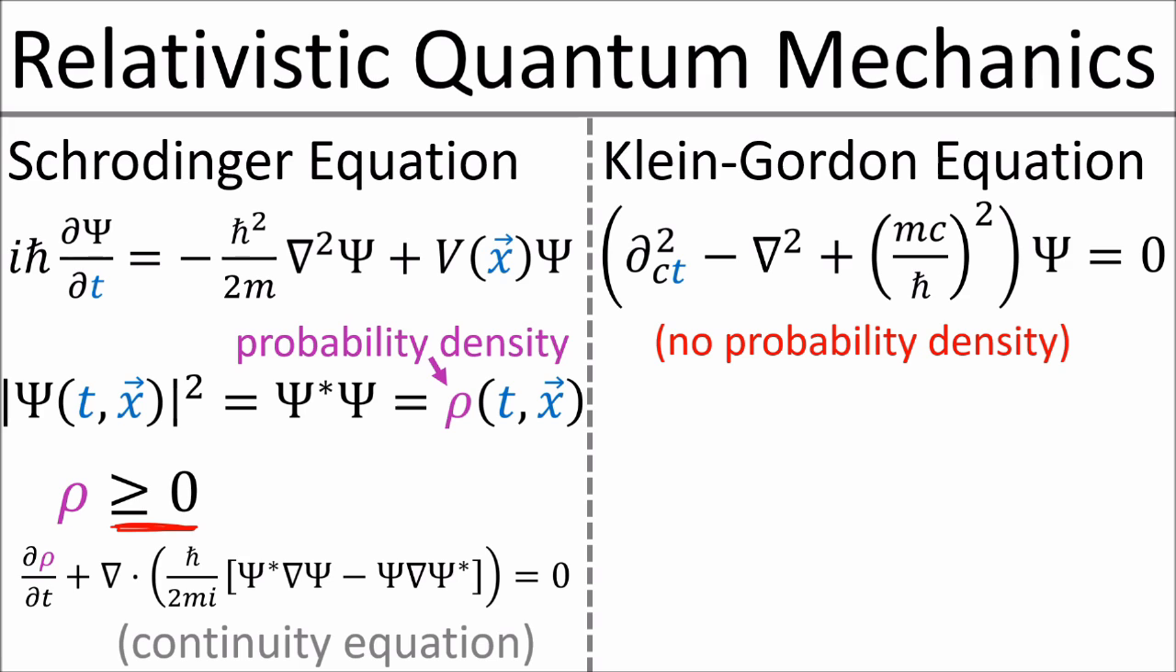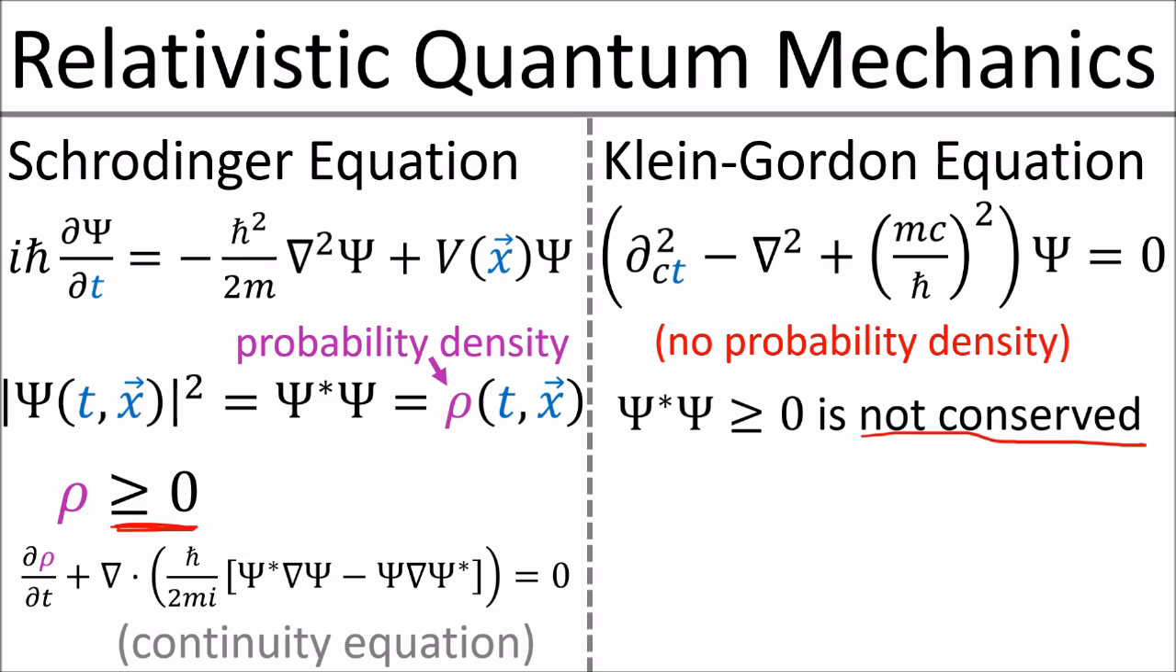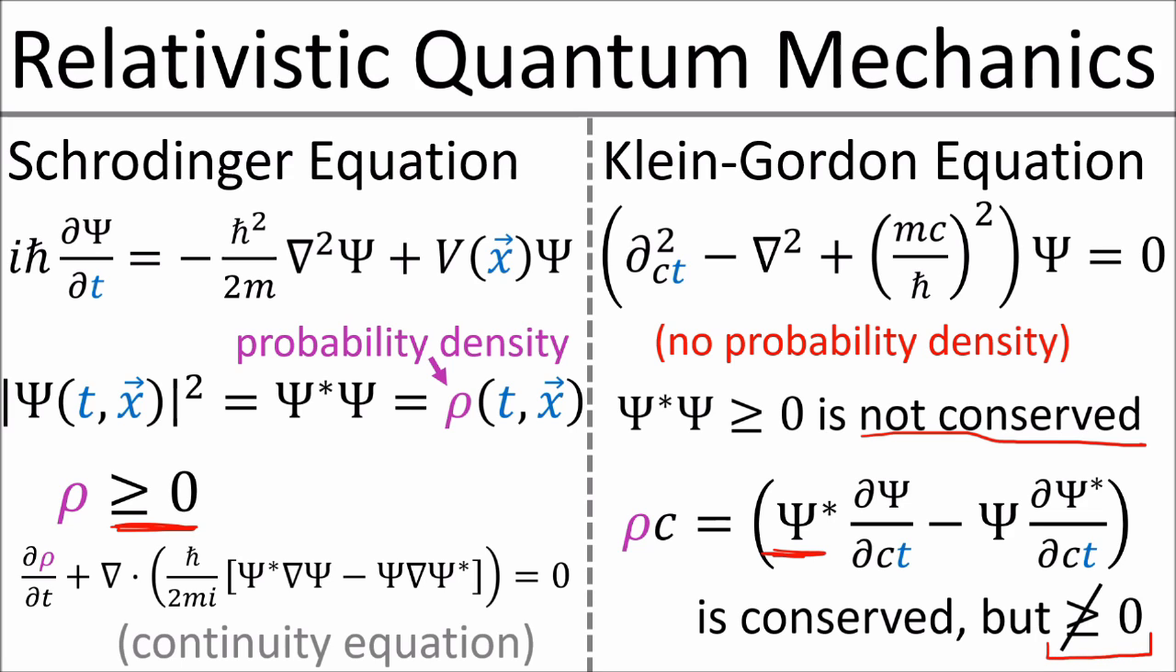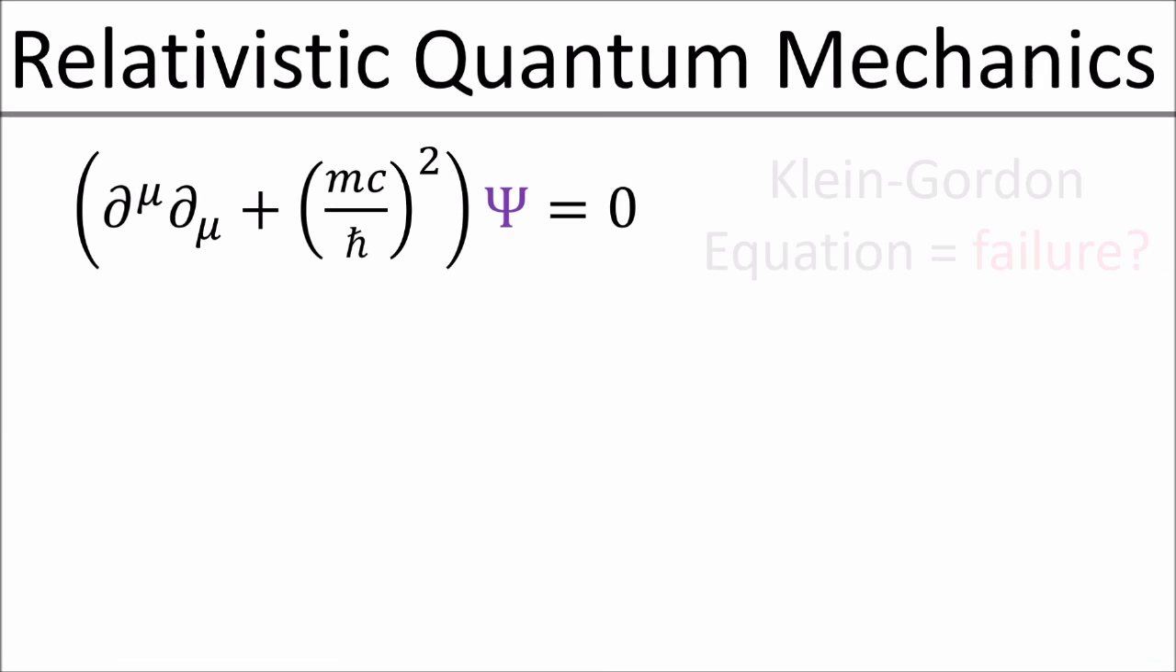For the Klein-Gordon equation, the squared magnitude of the wave function is non-negative, but it is not conserved. There is a conserved quantity that we can define, but it can be made to be negative, because we are free to choose the initial values of both psi and the time derivative of psi to give us a negative number in this formula. So it seems like the Klein-Gordon equation is a failure for relativistic quantum mechanics.